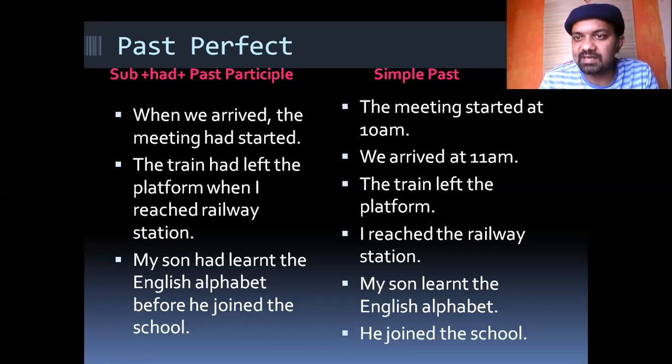When there are two incidents in the past, the first incident is past perfect.